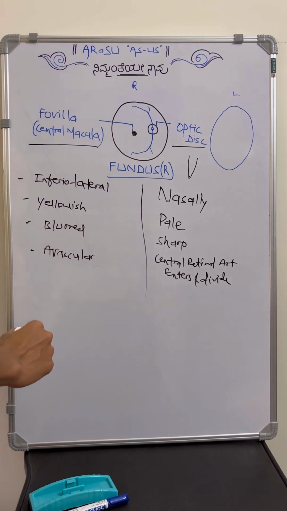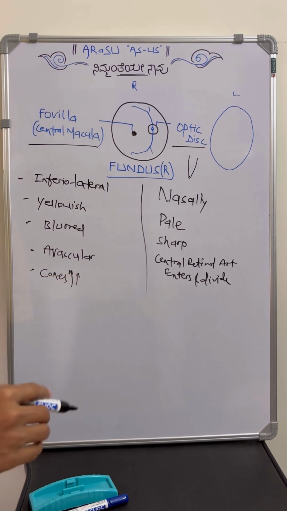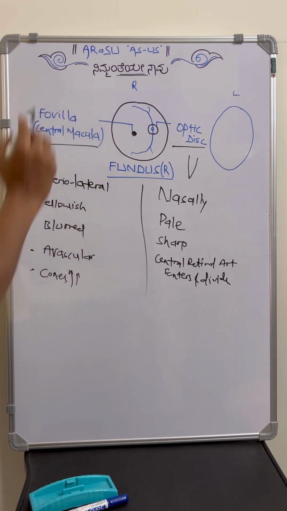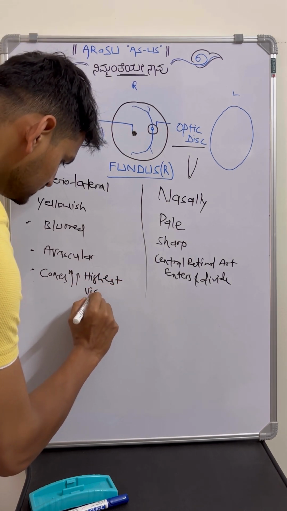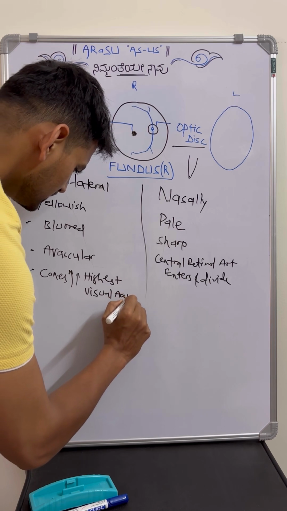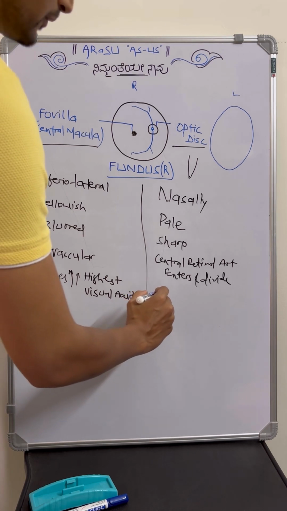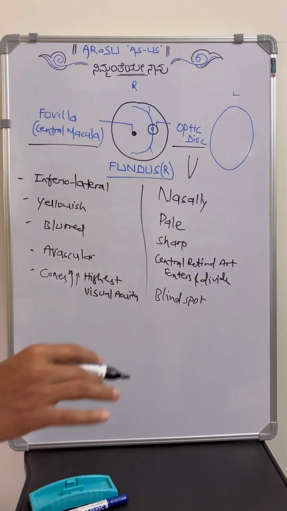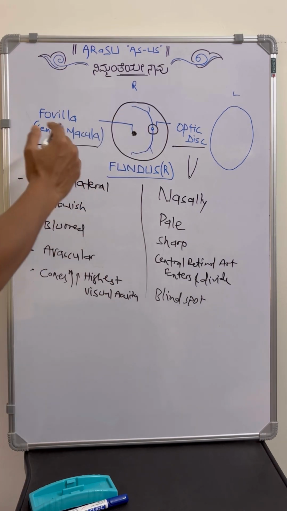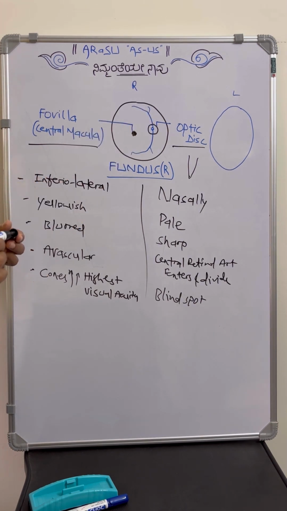Fovea is avascular, whereas the fovea has the highest number of cones. That's why the visual acuity will be highest at the fovea. So we can consider highest visual acuity. Whereas the optic disc, at this part, we consider as a blind spot because there are no rods and cones at this particular structure. So these are a few important things which we have to know when we are looking at a normal fundus.